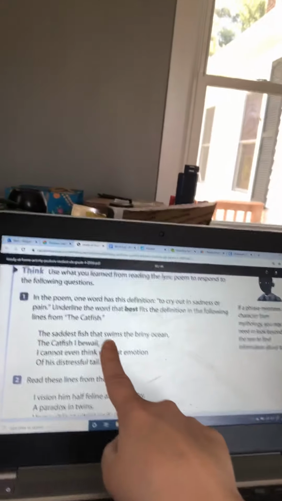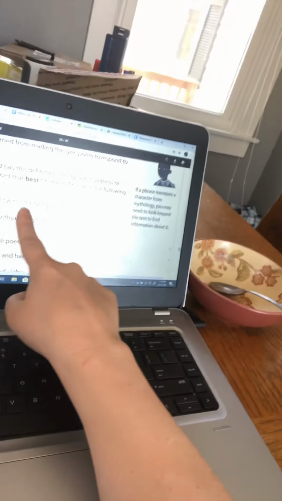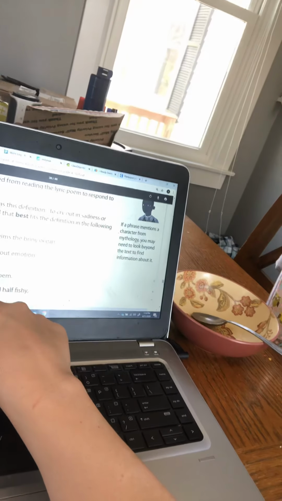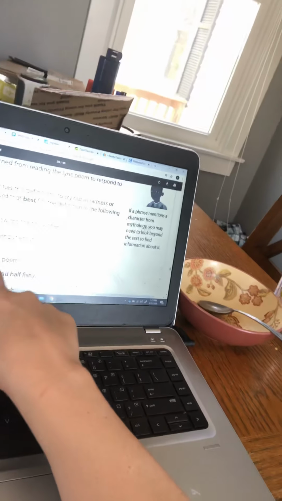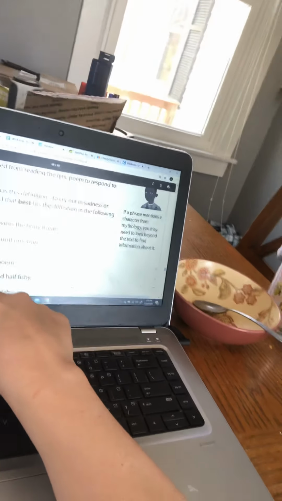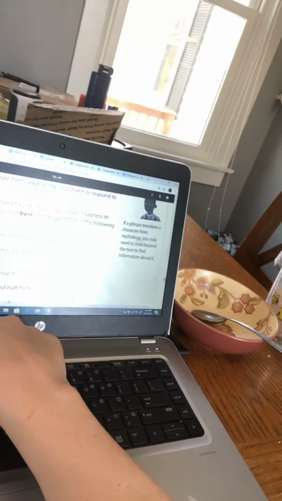The saddest fish that swims. So to cry out is an action, so we're looking for an action. Does swim mean to cry out? No. The briny ocean. The catfish I bewail. What does that word mean? I don't know. I cannot even think without. Does think mean to cry out in sadness? No. Without emotion of his distressful tale.